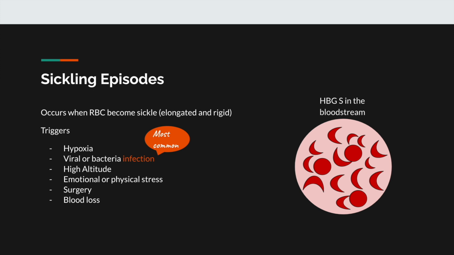Some of the triggers for a sickling episode are hypoxia, viral or bacterial infection. Infection in general is the most common cause. High altitude, also relating to that hypoxia. Emotional or physical stress, surgery, and then blood loss as well.